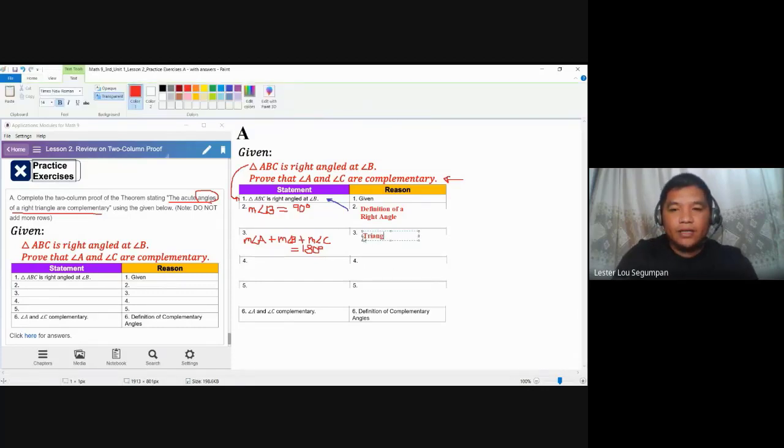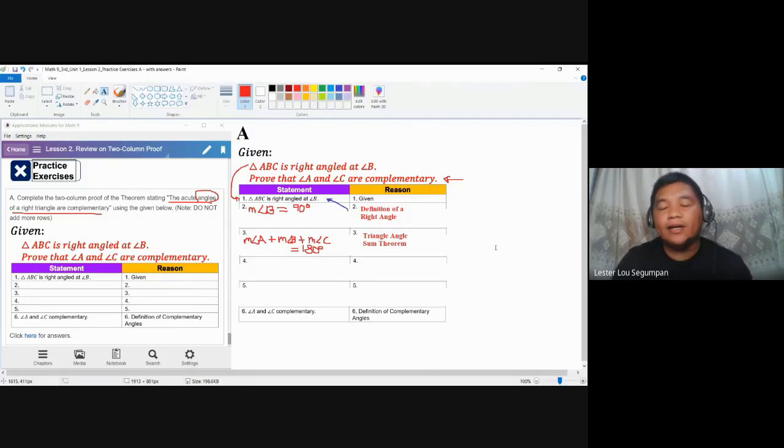That is actually based on a theorem. This is the triangle angle sum theorem. It's the name of the theorem which supports that the sum of the interior angles of a triangle is 180 degrees. And we have proven that already in our module, so no need to prove it here. Why do we come up with this situation here? Our goal again is to come up with the relationship of angle A and angle C.